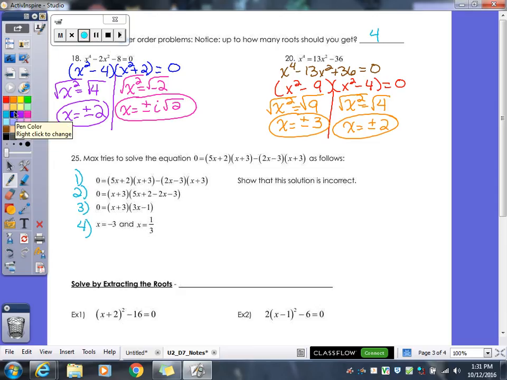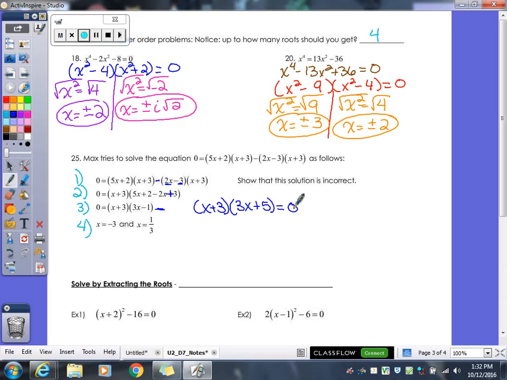The mistake that he made is this negative sign should have been distributed to both things in that parenthesis. So this really should have been a plus 3 as opposed to a minus 3. So then this step here, he should have had x plus 3 and then 3x plus 5 equals 0.